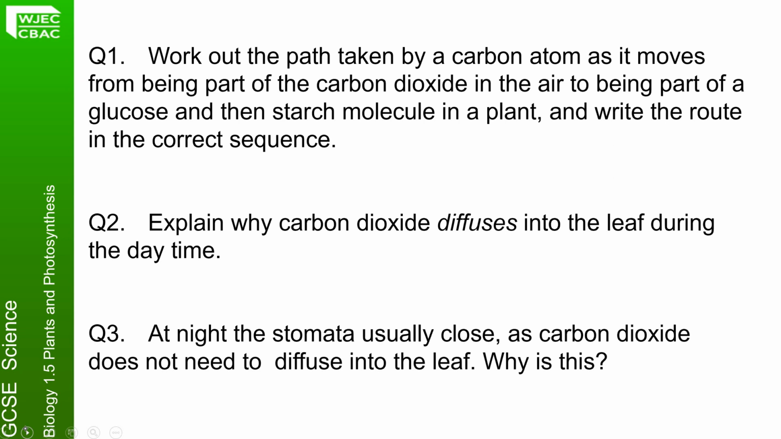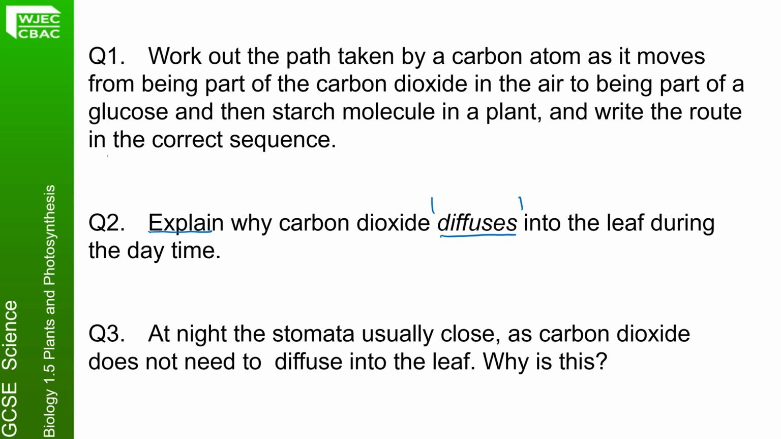Question 1 says, work out the path taken by a carbon atom as it moves from being part of the carbon dioxide in the air to being part of the glucose and then a starch molecule in a plant, and write the route in the correct sequence below. Explain, which means state why carbon dioxide diffuses into the leaf. Think about it, diffuses, okay, think about the concentration gradient. And at night, the stomata usually close as carbon dioxide does not need to diffuse into the leaf. Why is this? Pause the video to attempt those questions.